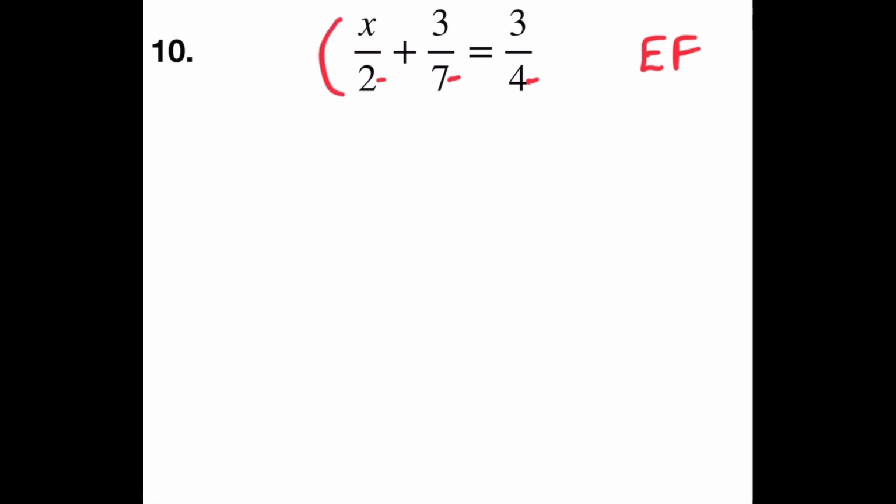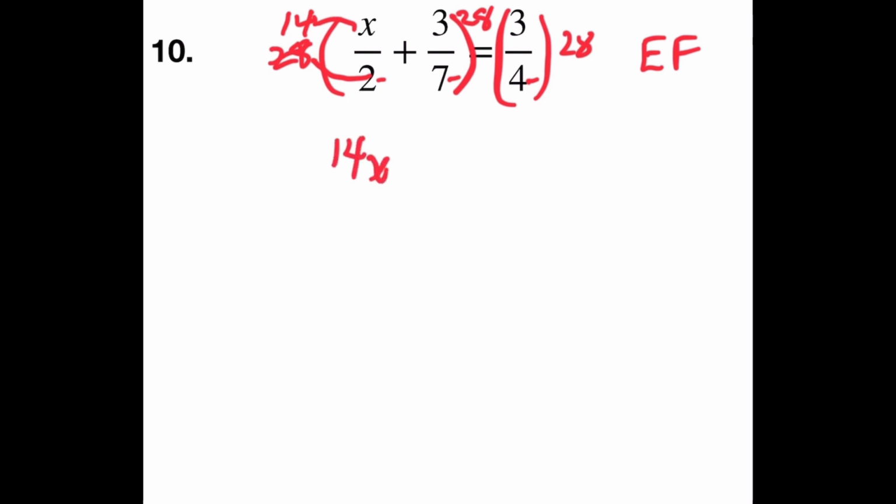So I'm going to multiply the left side by 28, and as I did in the previous problems, I'm going to put a 28 by every term, and I'm going to multiply the right side by 28. And then I'm going to follow the same process. 2 divides into 28 14 times. 14 times x is 14x.